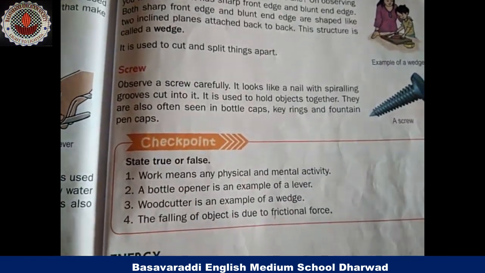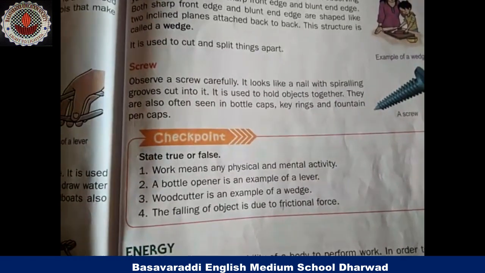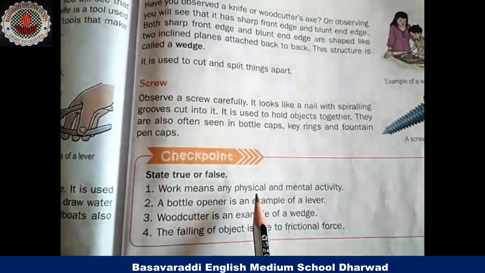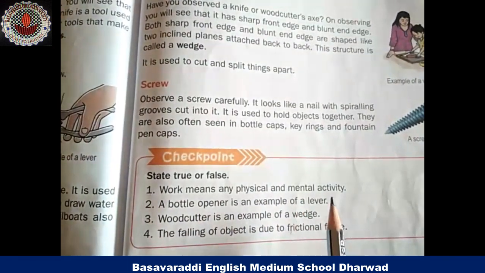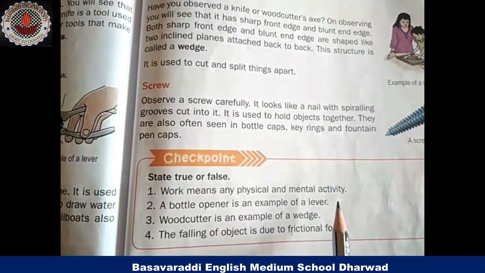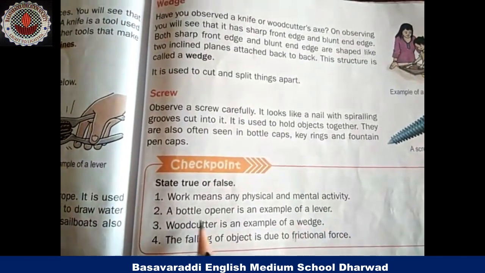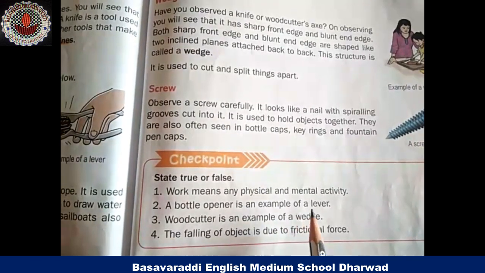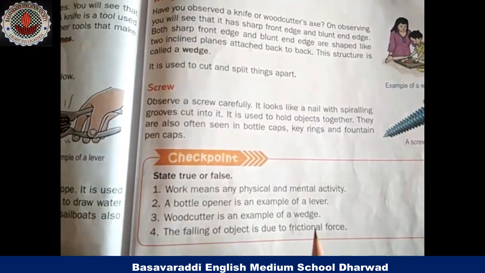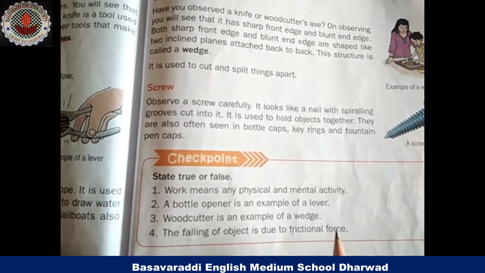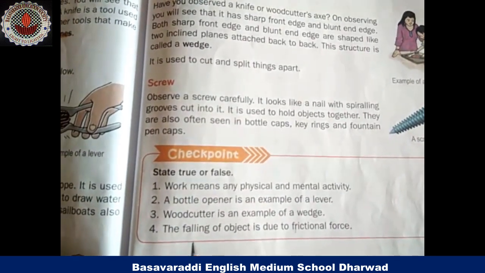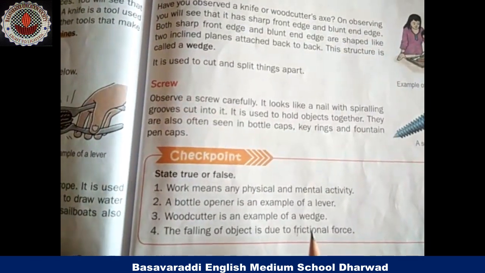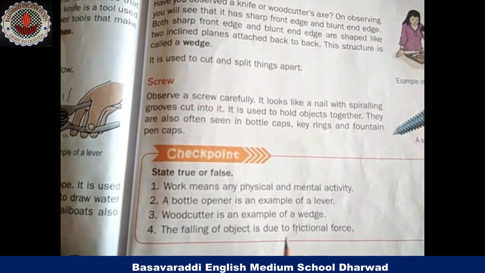One more checkpoint in this lesson. State true or false. The first one, work means any physical and mental activity. Yes, this is the true statement. Second one, a bottle opener is an example of a lever. Yes, this statement is true. Third one, a woodcutter is an example of a wedge. Yes, this statement is true.